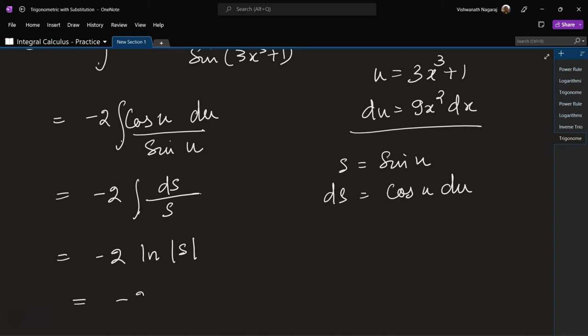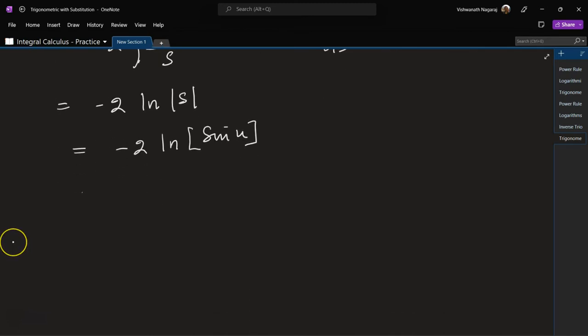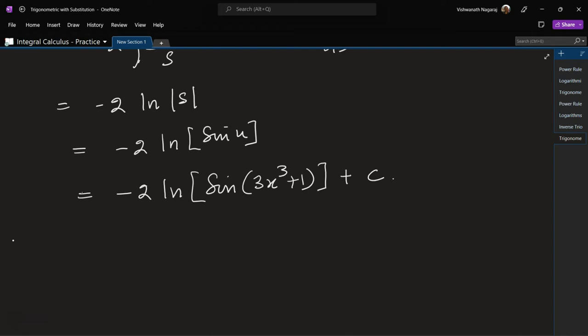So now let's start reversing the substitutions. So natural log of sin u, and now u is 3x cube plus 1. So minus 2 natural log of sine of 3x cube plus 1 plus c. So this is the integral.